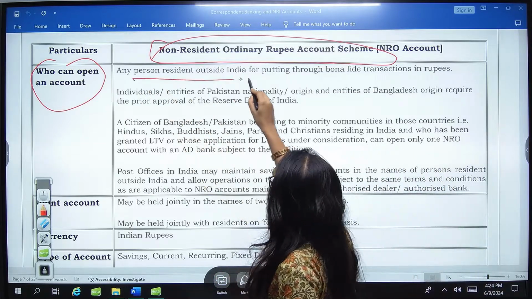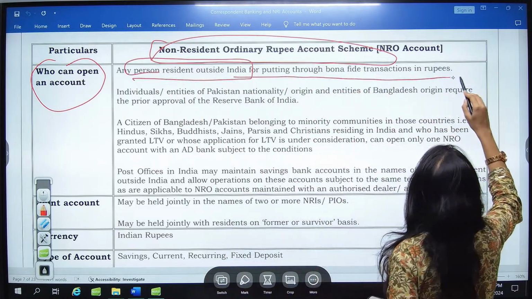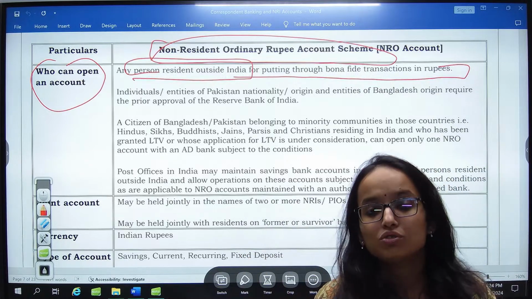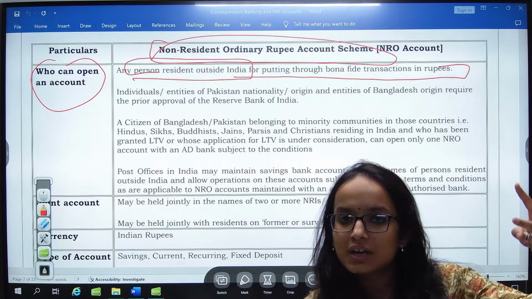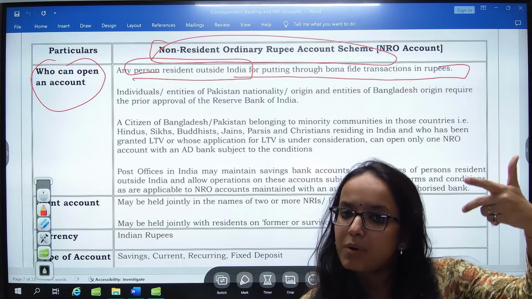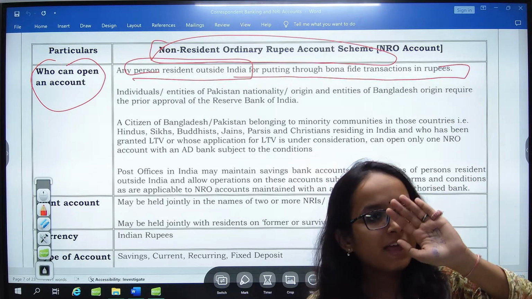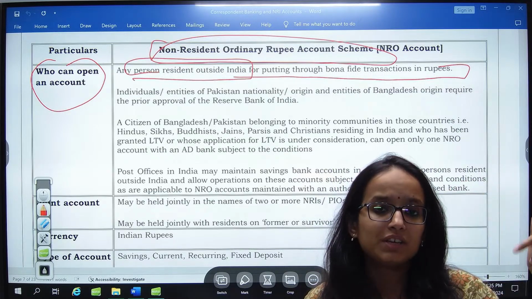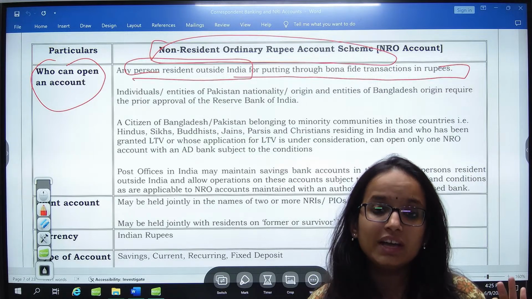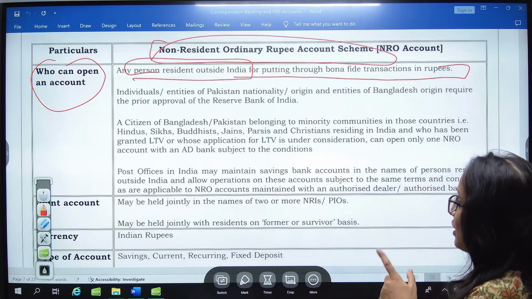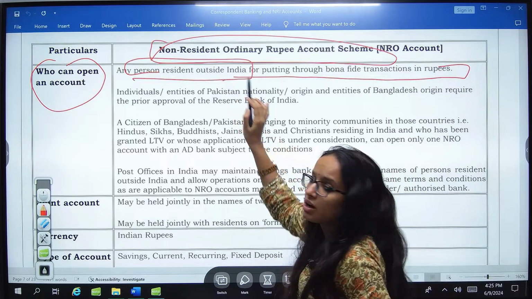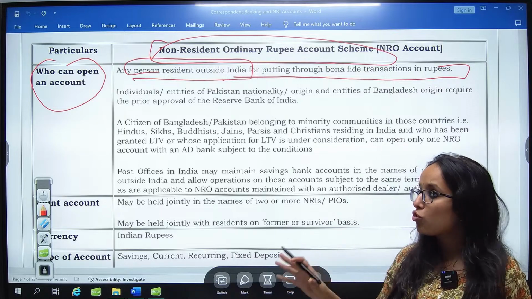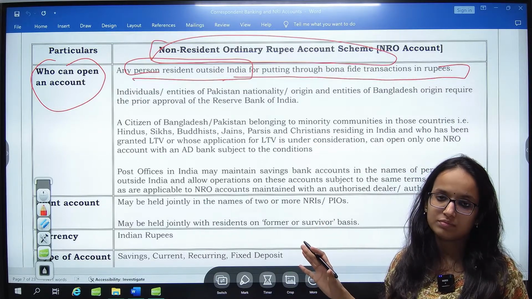Any person resident outside India for putting through bona fide transactions in rupees. Any person. It need not be NRI, PIO. So, it can be NRI, PIO, OCI card holder, spouse of someone, any relative, anyone who is resident outside India. So this is somewhat different from the previous NRE and FCNRB account. There only NRIs and PIOs could open the account, but here any person who is resident outside India can open this account. Any means any, okay.